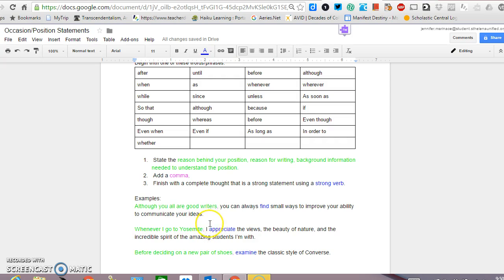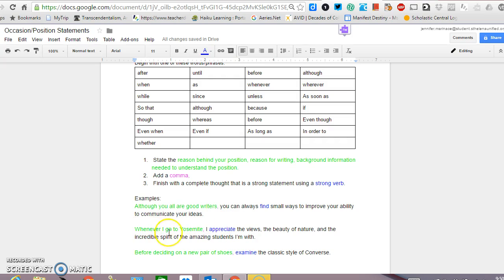There's your comma. There's my strong verb, appreciate. I appreciate the views. So if we got rid of the dependent clause, the part in green plus the comma, that second part could stand on its own. I appreciate the views, the beauty of nature, and the incredible spirit of the amazing students I'm with. That is an independent clause that can stand on its own.